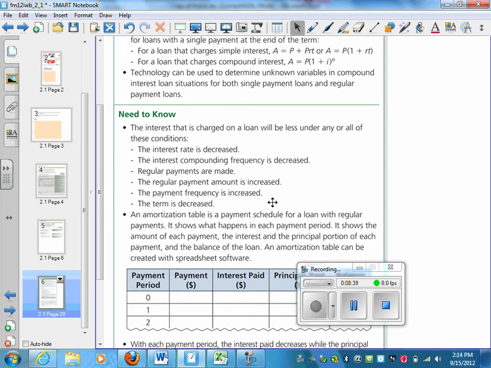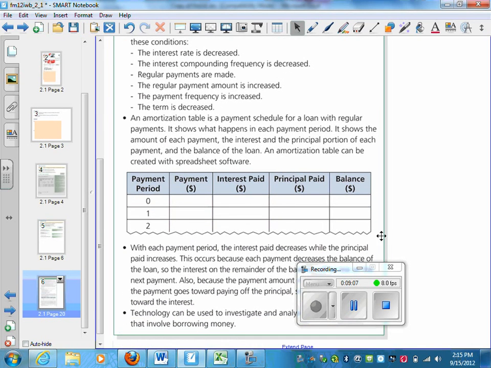The interest on a loan will change if the interest rate is decreased, if the interest compounding frequency is decreased, if regular payments are made, if the regular payment amount is increased, if the payment frequency is increased, or if the term is decreased. So all of these things will affect your interest.